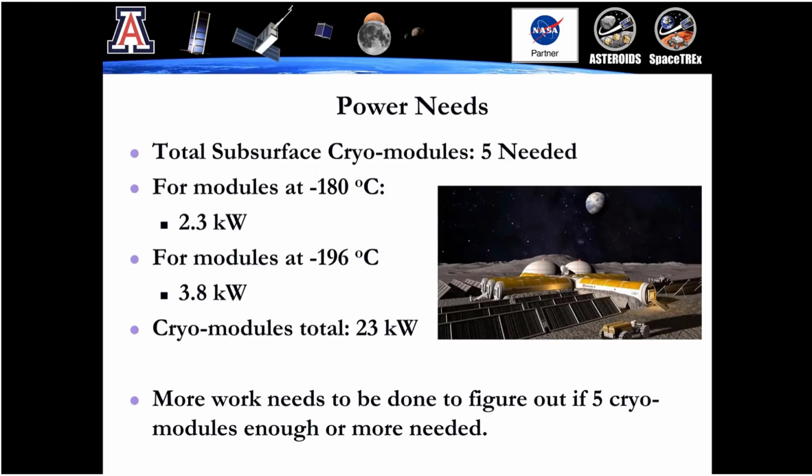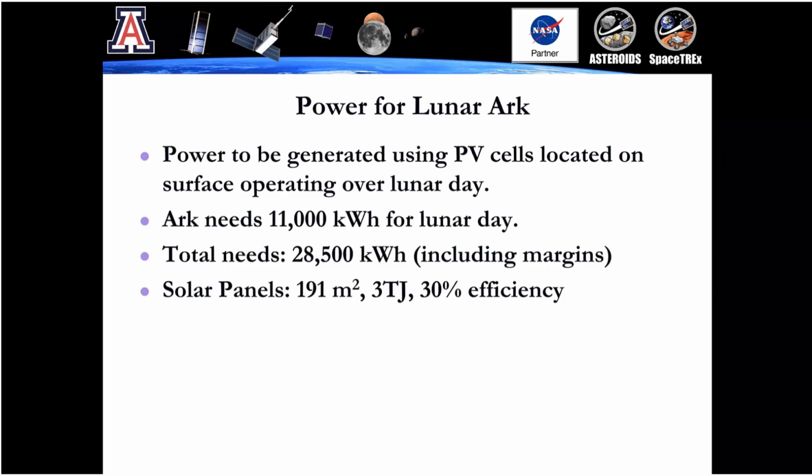So overall, as we've talked about, for the amount of material that we need to preserve, we feel we'll only need 5 cryo modules. These modules would each require between 2.3 kilowatts and 3.8 kilowatts, which comes to a total of 23 kilowatts for the 5 modules. More work really needs to be done to figure out if the 5 cryo modules is really enough for the base. Next, of course, we have to figure out how we're going to power the system.